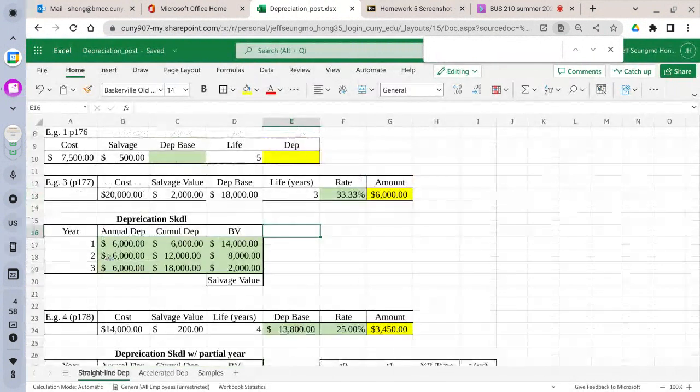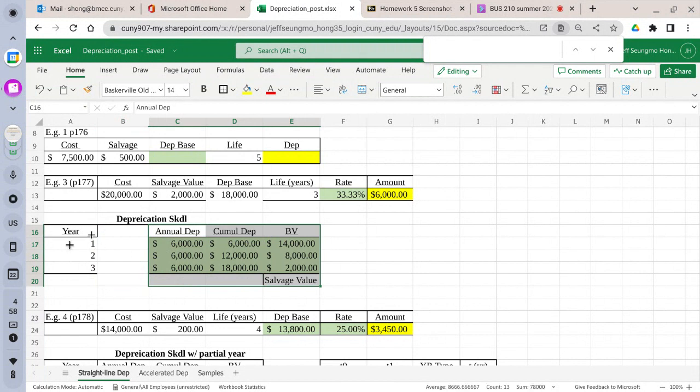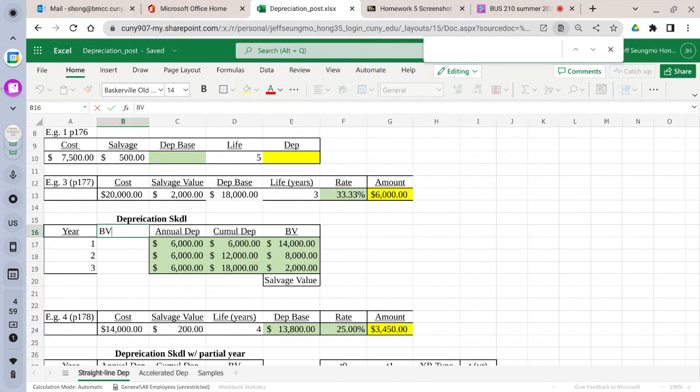But if you want, in other words, I built that schedule already here. If you want to do it like that, what you can do is just add one more column. And look, this is then book value at the beginning, right? This is book value at the end. But the book value at the beginning doesn't really do anything. So it's not necessary. But if you want, here, book value at the beginning is this.